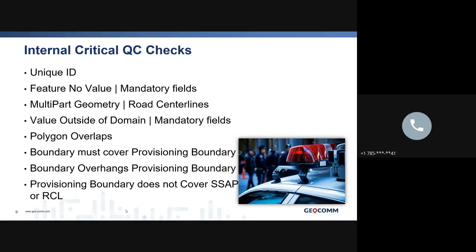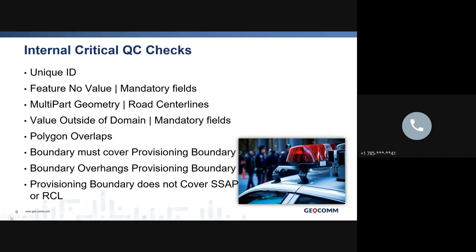We will also be looking for polygon overlaps, ensuring that the boundaries, fire, law, EMS, PSAP, are covering the provisioning boundary and also not overhanging the provisioning boundary. Your provisioning boundary is what tells the system that you are responsible for providing that data. So you can't provide data outside of it, and you need to provide data for that entire area. We'll also be looking to see that the address points and road center lines do not go outside of the provisioning boundary, so they stay in.